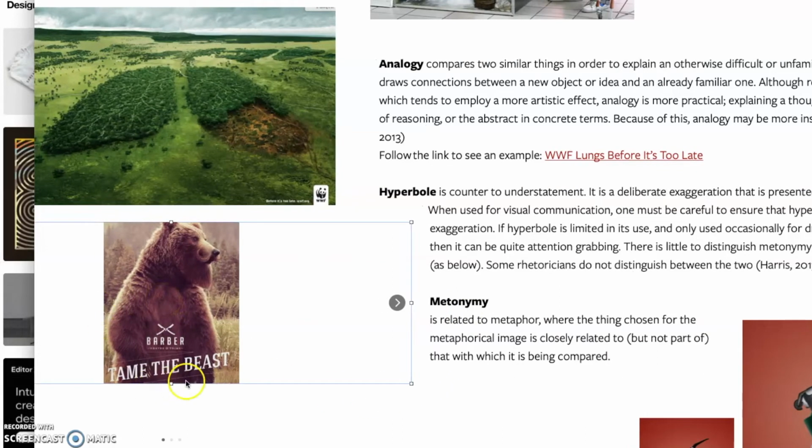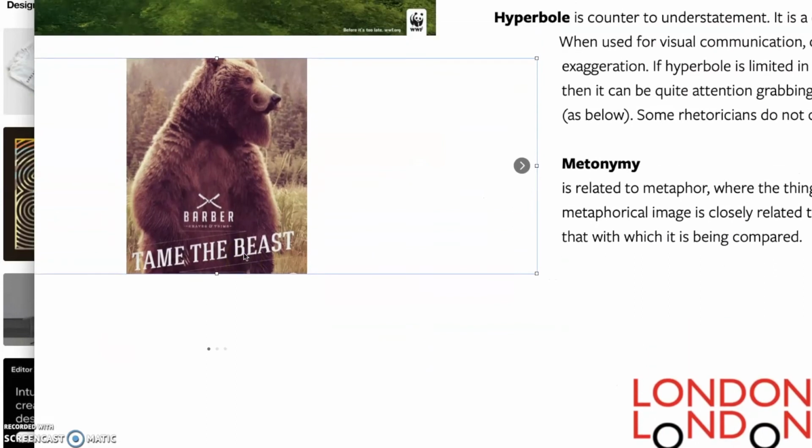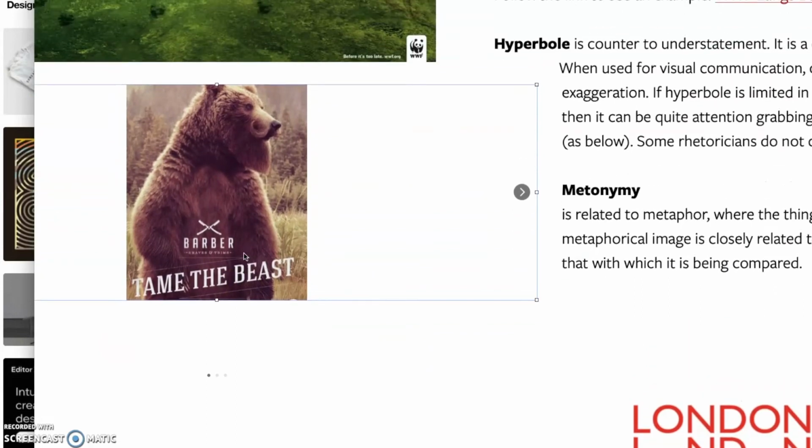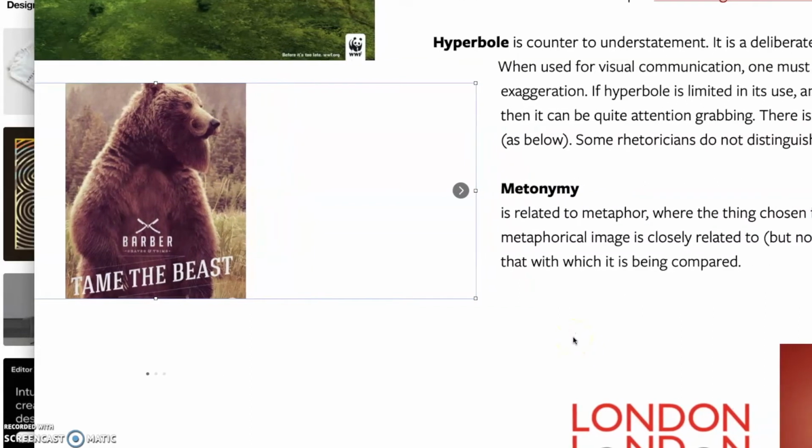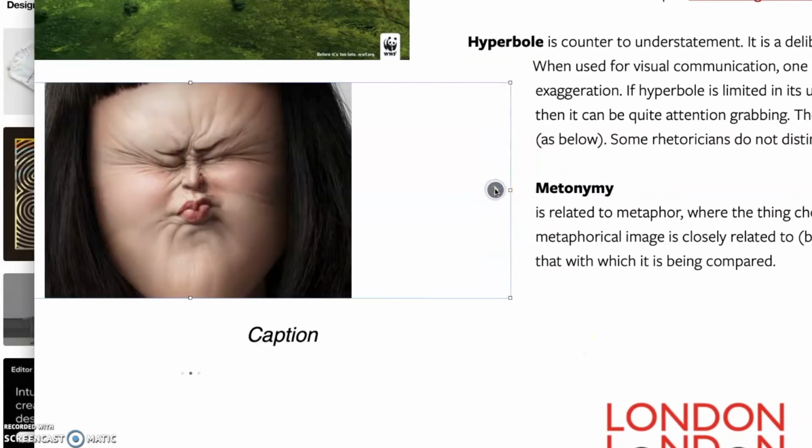So we can see this ad for a barber, and it basically says "Tame the Beast." In this case, there is a bit of a metaphor, where the beast actually represents a hairy person, right? And you can see, to exaggerate it, how this bear is being sculpted and has a mustache and beard. And I'll show you another example of that.